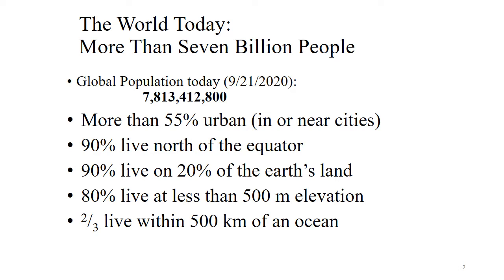About 80% of the Earth's population lives at less than about 500 meters elevation, right? So in relatively lower elevations. That too will be something that we discuss a little bit. And about 2/3 of the Earth's population live within about 500 kilometers or 250 or so miles of an ocean, right? Have a coastal existence. And that's been typical throughout human history.